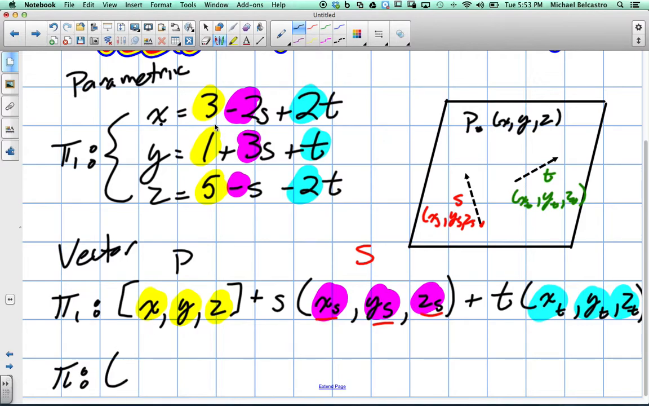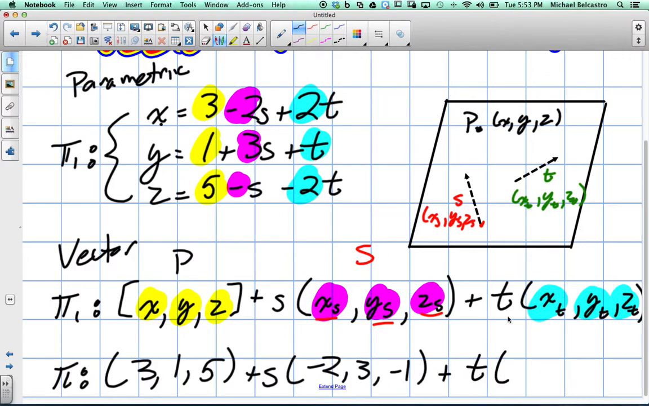So our x value for the coordinate is 3, our y value is 1, and our z value is 5, that's our coordinate, plus s, directional vector -2 for x, 3 for y, and -1 for z, plus t, and our t values are +2, 1, and -2.